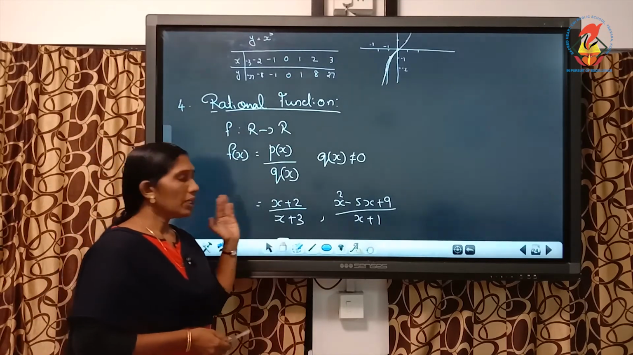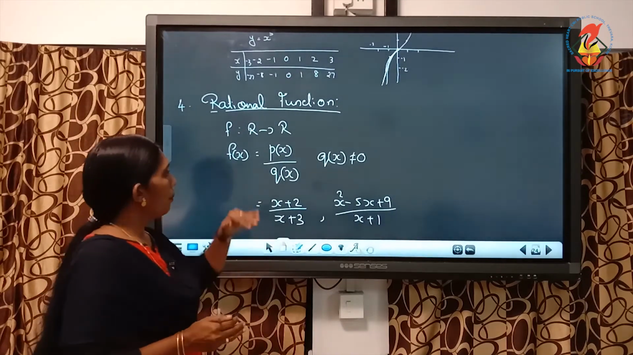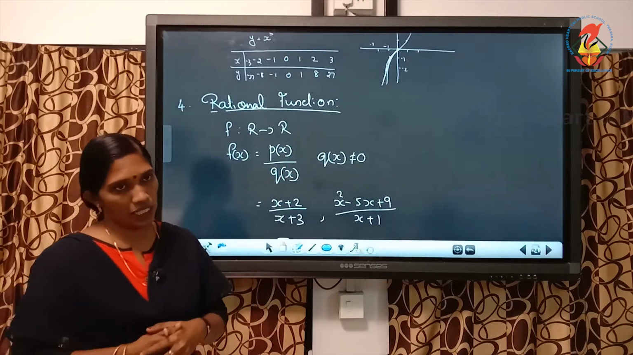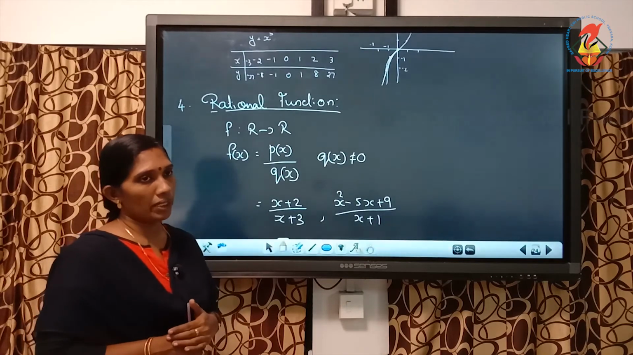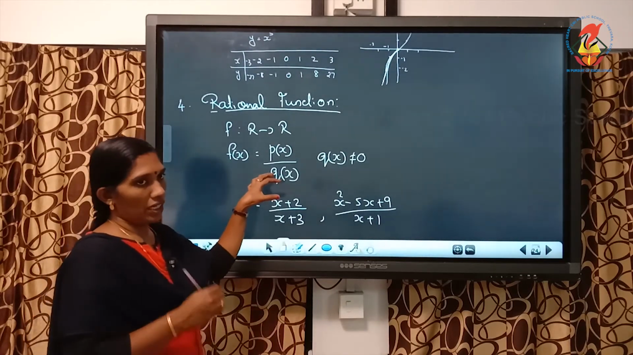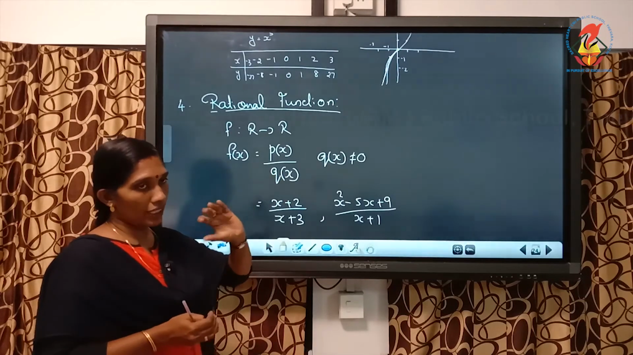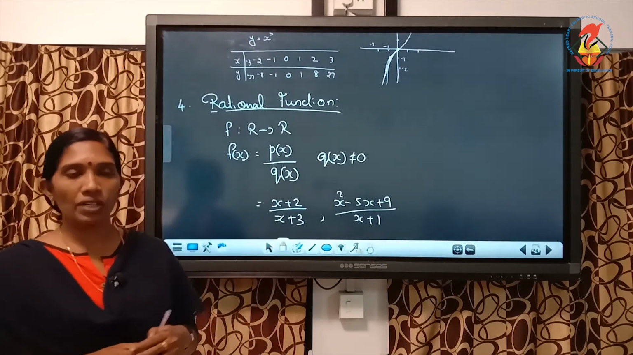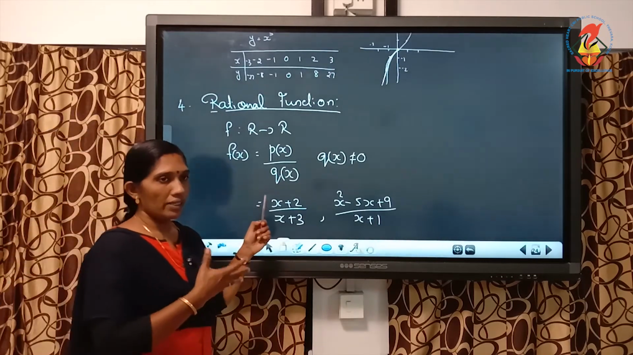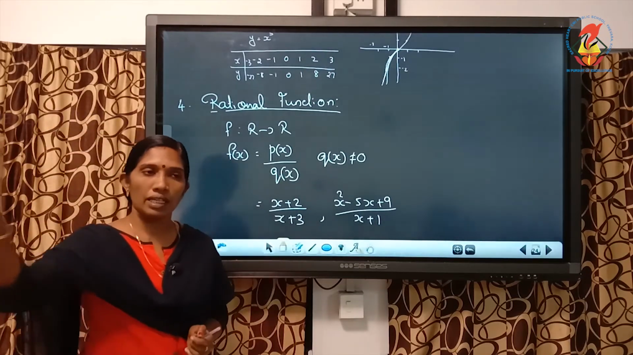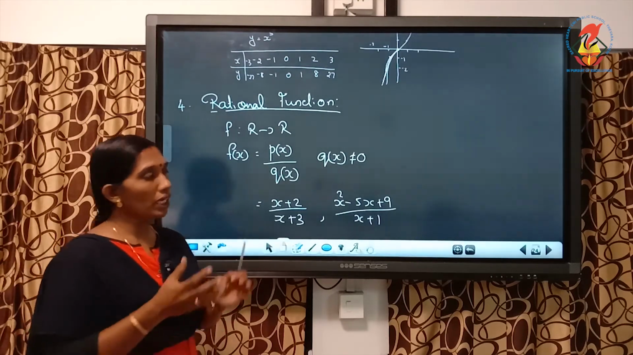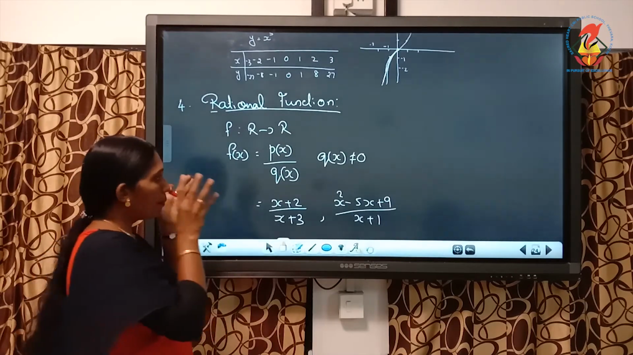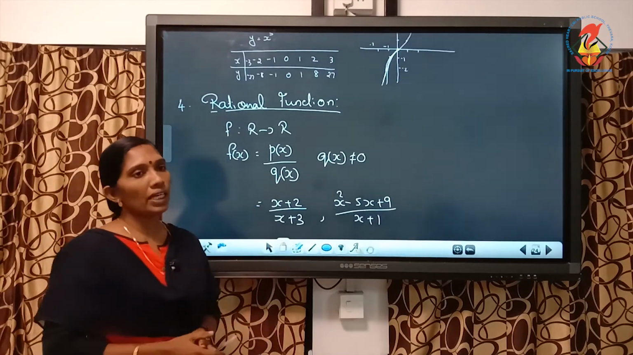Then what about the domain and range? For the domain, look at the denominator. Denominator cannot be 0. We can't give all the real numbers. You have to check at which values of x the denominator becomes 0. Those values you have to subtract from the set of real numbers. So domain and range we can't generalize. Domain we can't say is equal to R, range also. So for a rational function, domain, range and graph all depend on the nature, the type of the function.